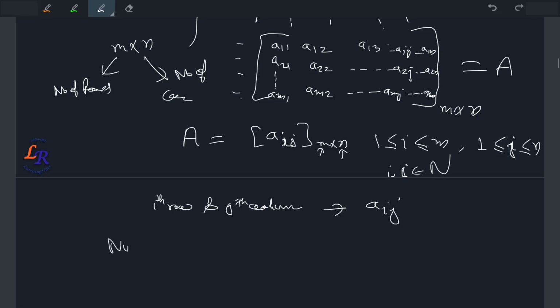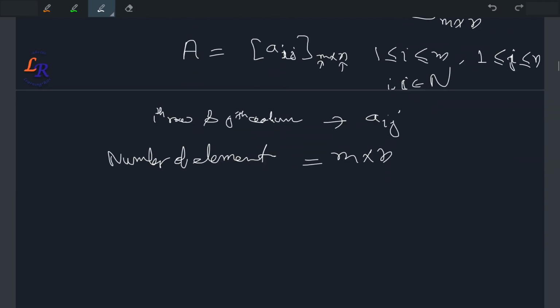And what would be the number of elements? The number of elements in this matrix is equal to m cross n, the number of rows into the number of columns. So you can have so many elements in a given matrix. From now on, in general, whenever you represent a matrix, we can write A is equal to Aij, representing the element of the matrix.